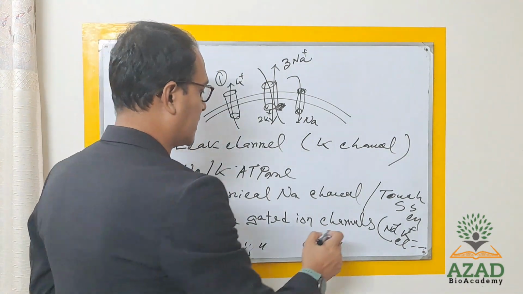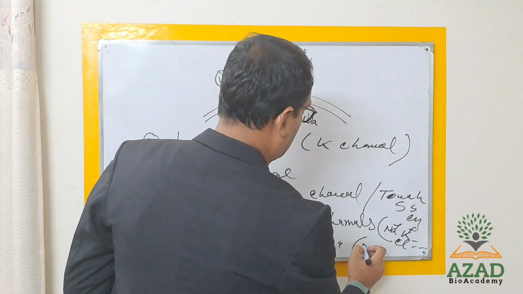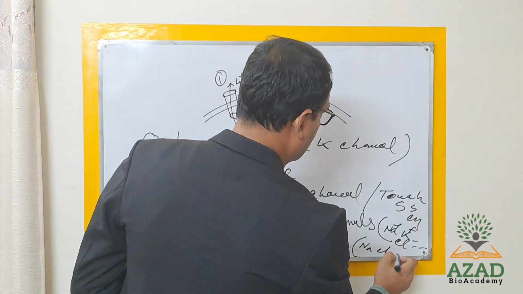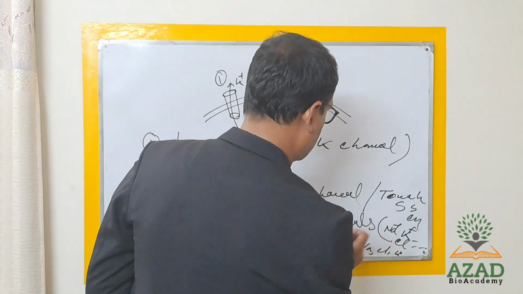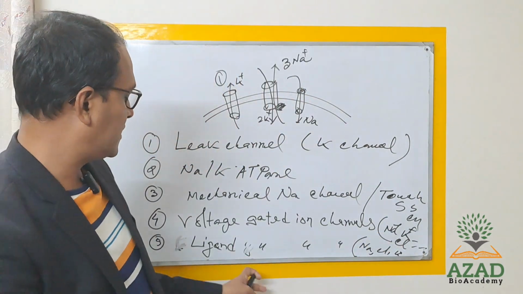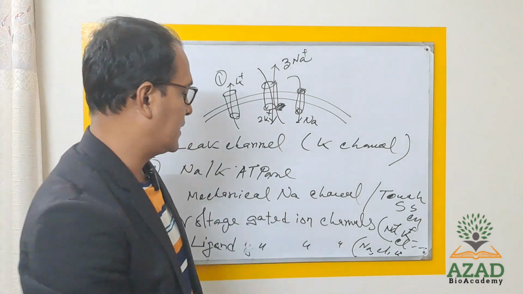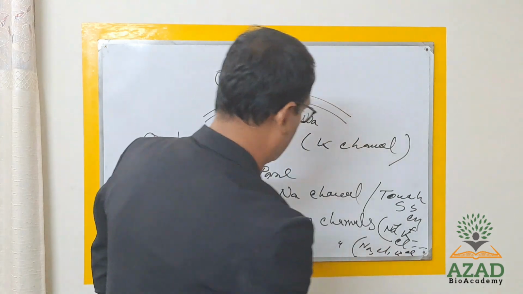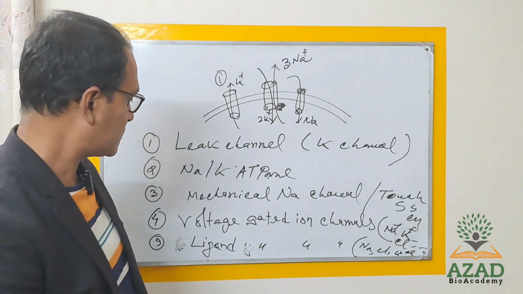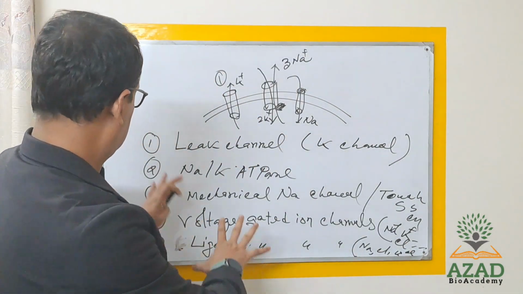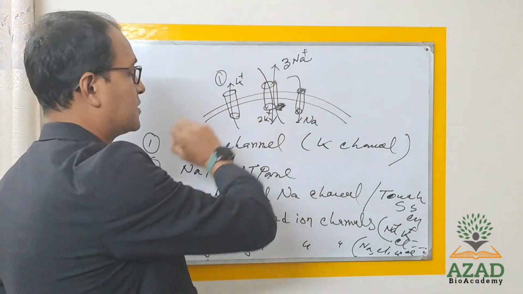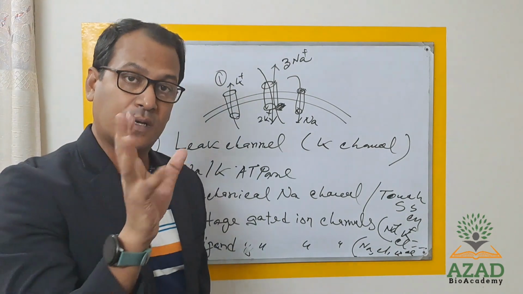That can be a ligand gated ion channel, a ligand gated sodium channel, a ligand gated chloride channel, a ligand gated potassium channel, like that. Okay, so basically ligand gated sodium, ligand gated calcium, or ligand gated chloride channels are there. These types of ion channels are basically present in the nerve cell.